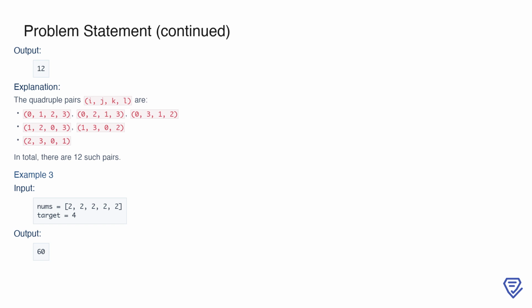In the second example, the input array is nums equals 1, 1, 1, 1, and the target is 2. The output here is 12, which is the total number of valid quadruple pairs. The pairs are (0, 1, 2, 3), (0, 2, 1, 3), (0, 3, 1, 2), (1, 2, 0, 3), (1, 3, 0, 2), and (2, 3, 0, 1). Notice that in this case, all values in the array are identical, which leads to a larger number of valid combinations since any pair of indices can produce the target sum. This highlights how the structure of the input array can significantly influence the number of quadruple pairs.